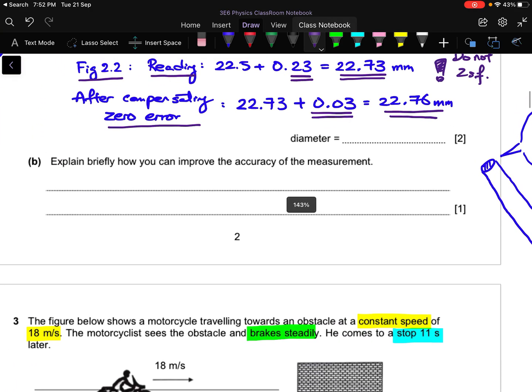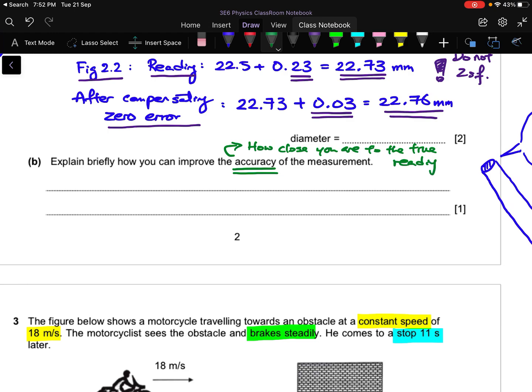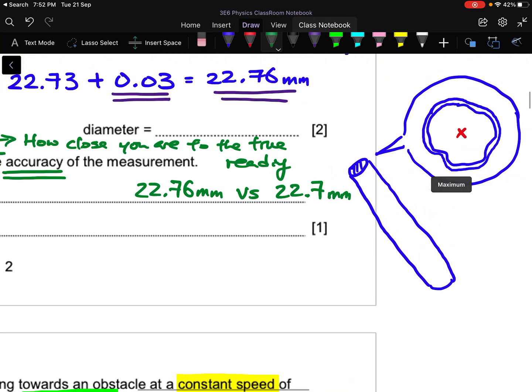So then after that, for part B, they are asking you how you can improve accuracy. So what is accuracy? Accuracy simply means how close you are to the true reading. That means if now I have two readings, 22.76 mm versus 22.7 mm, if now I ask you between these two, which is more accurate?